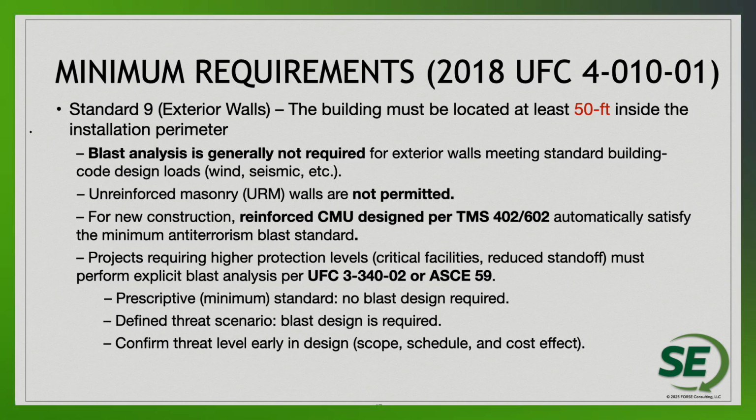Standard 9 focuses directly on exterior wall systems, and this is where the masonry specific requirements really become clear. So first, the building must still meet that 50 feet perimeter rule. This distance is considered sufficient for typical code design exterior walls to provide acceptable protection. But because of this, if the wall meets standard building code loads, and the building sits at or beyond that standoff requirement, a full blast analysis is generally not required.